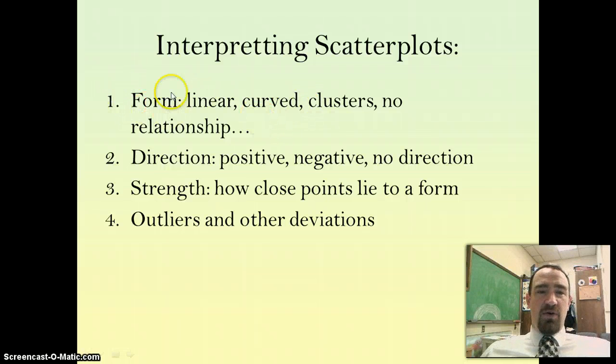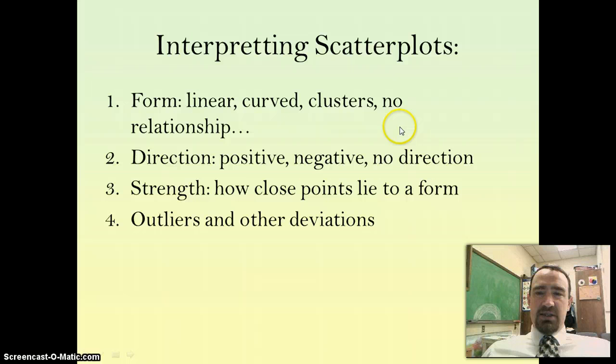Once we understand what the form is, then we can talk about several other features. We can't talk about these things without referring back to the form. So it's very important that number one, you think about what the form is. Then number two, you can look at the direction. The direction of the data can be positive if it's going uphill from left to right. So if it starts in the lower left and goes up towards the upper right, as lower explanatory goes with lower response, and high explanatory and high response go together, that's called positive direction. A negative direction is the opposite, when it starts in the upper left and goes down to the lower right.